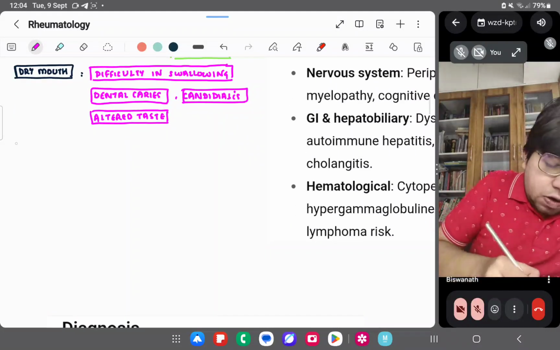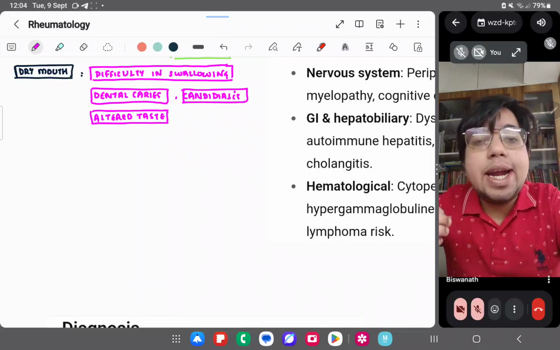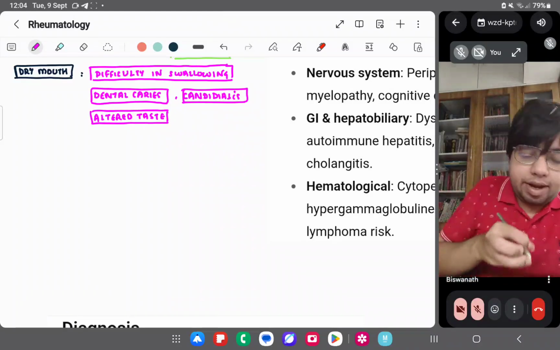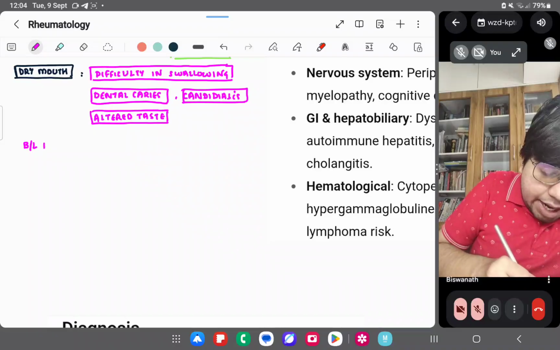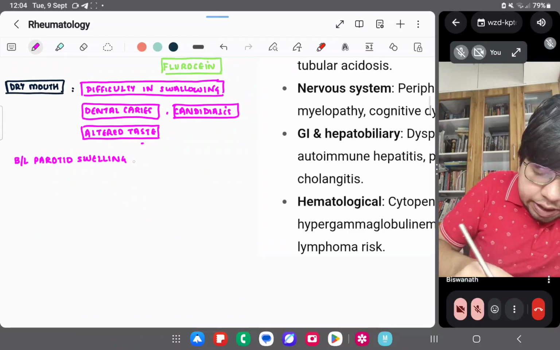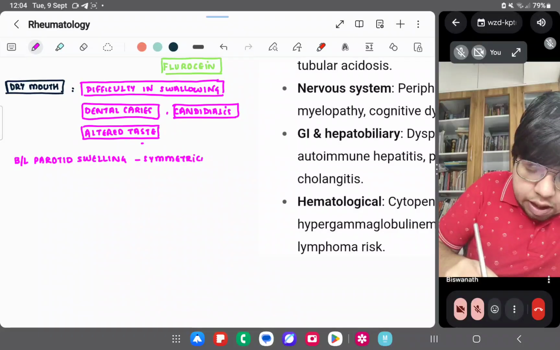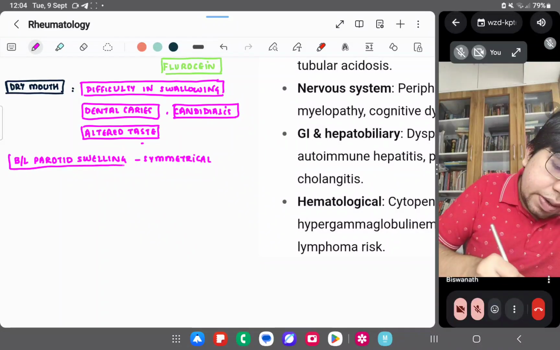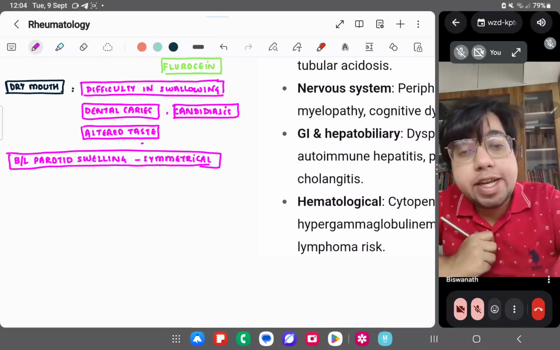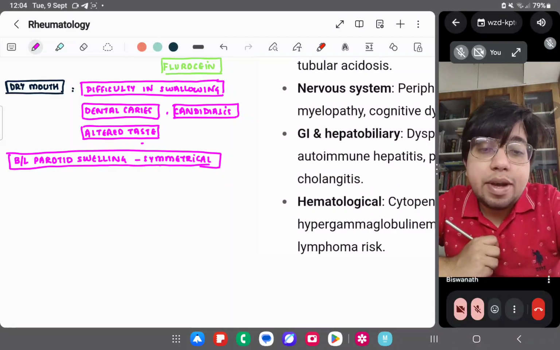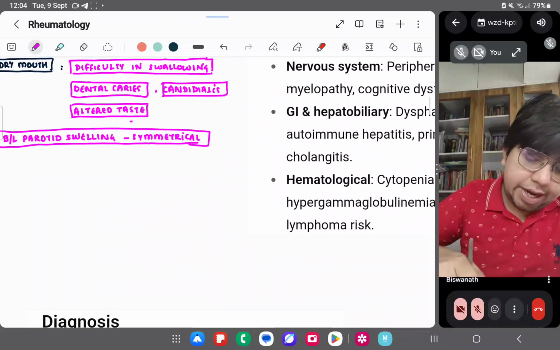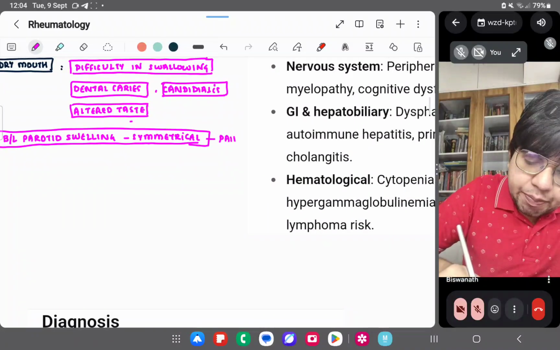The patient can also present with bilateral parotid swelling, which is symmetrical. If it is a unilateral swelling and asymmetrical with infiltrative margins, very, very dangerous. The swelling in Sjogren's is symmetrical and painless.